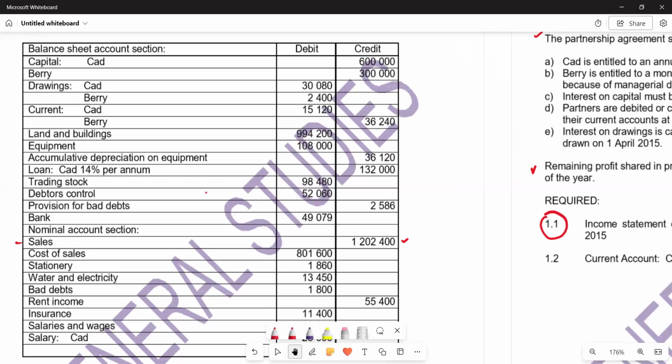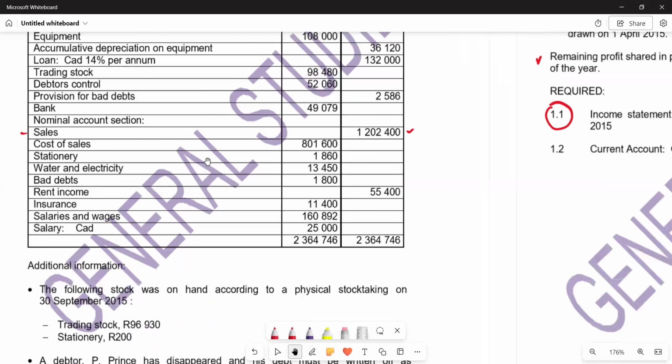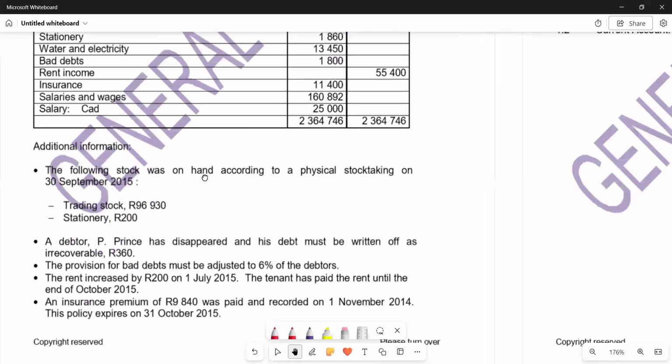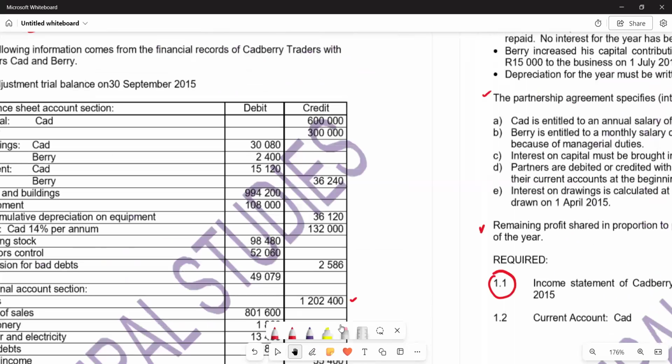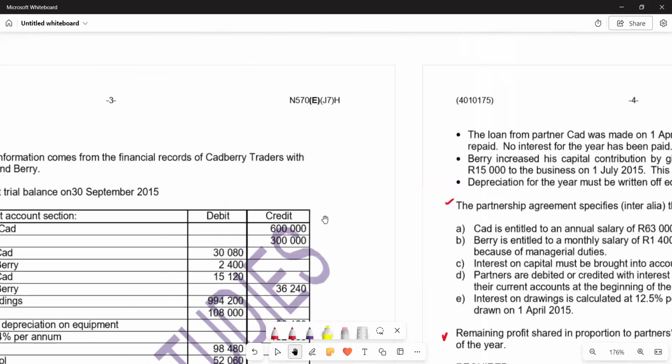So in this case, we see that we have no returns in this trial balance. If we have such a scenario, it means you have to go to the additional information to see if there are any adjustments that you can relate to sales, that you can adjust before you post that figure to the income statement. So obviously we go through each and every piece of information until the end.